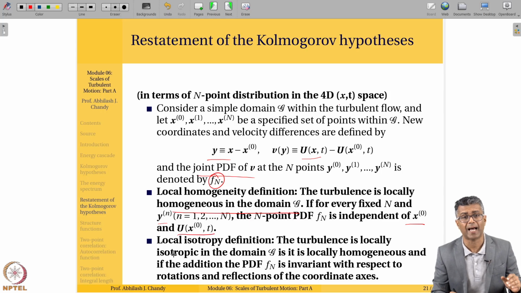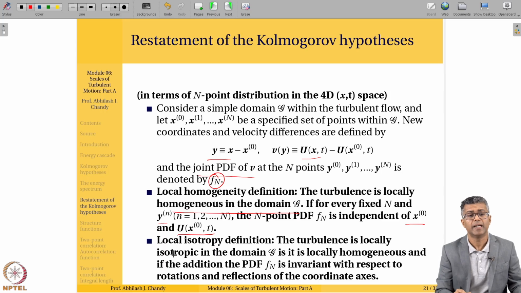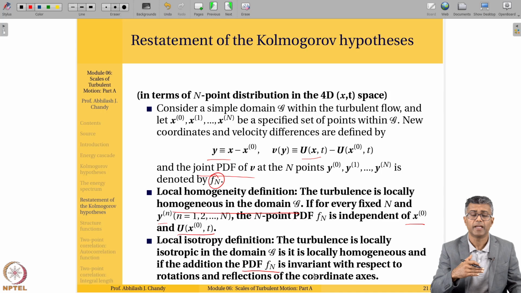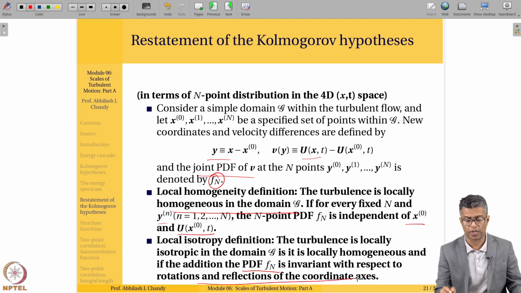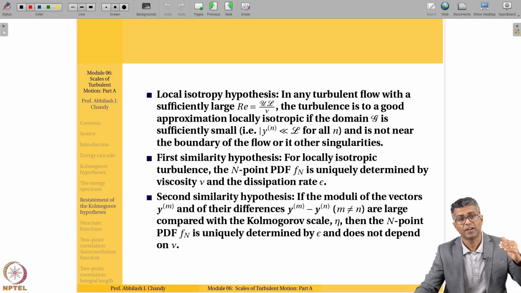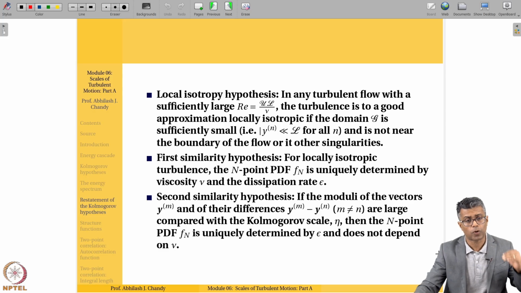Now, if you think about the local isotropy definition, this is Kolmogorov's first hypothesis. The turbulence is locally isotropic in the domain if it is locally homogeneous and if in addition the PDF Fn is invariant with respect to rotations and reflections. So local isotropy means it is statistically isotropic, invariant to reflections and rotations. That means the PDF is also invariant to rotations and reflections. So we have the local homogeneity definition and the local isotropy definition.